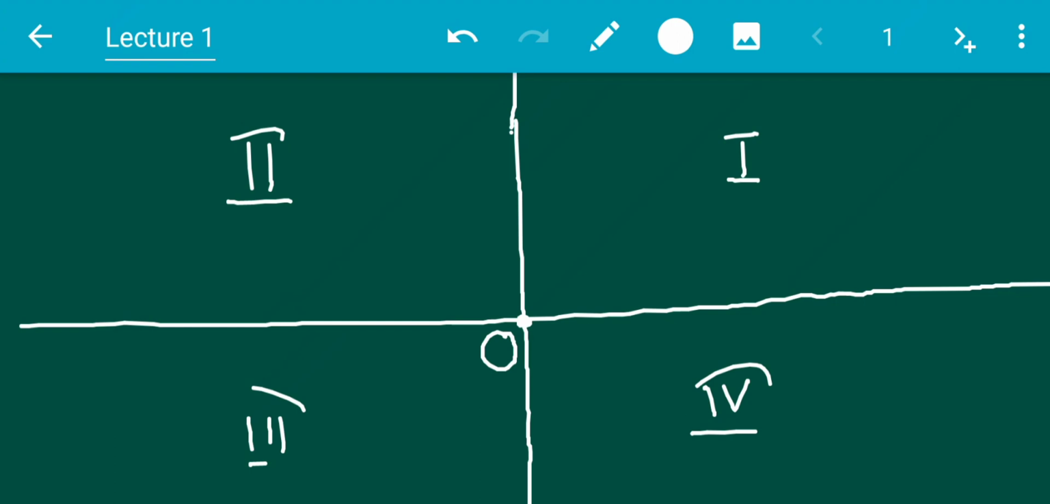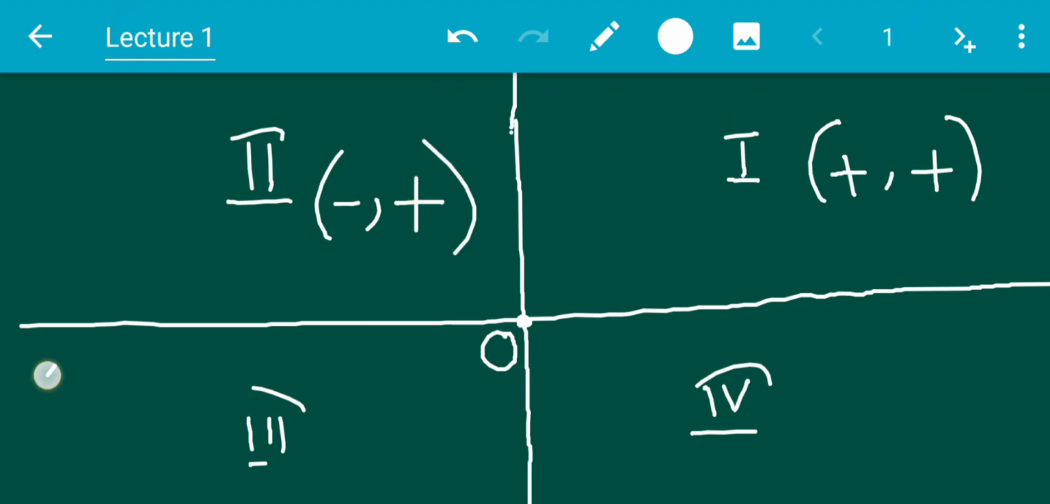How to identify them? In the first quadrant, both the coordinates are positive. Here x is negative, y is positive. Here both signs are negative. Here x is positive and y is negative. So this is how we can identify the quadrant of a Cartesian coordinate system.